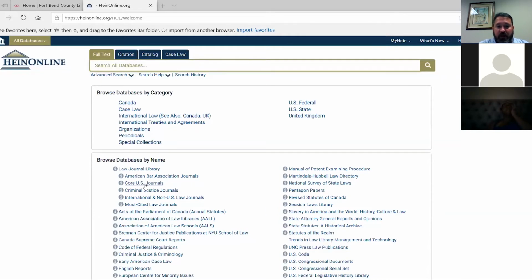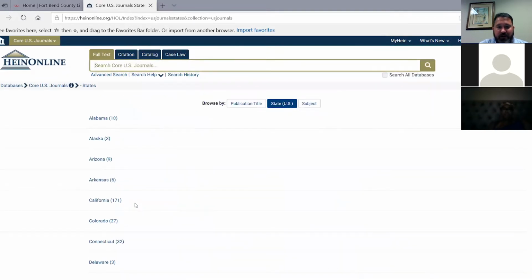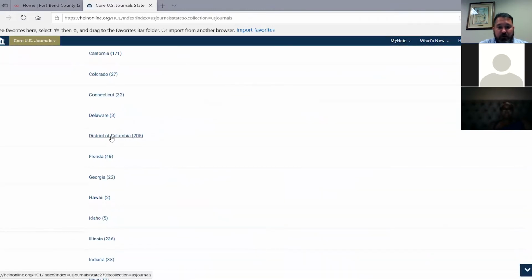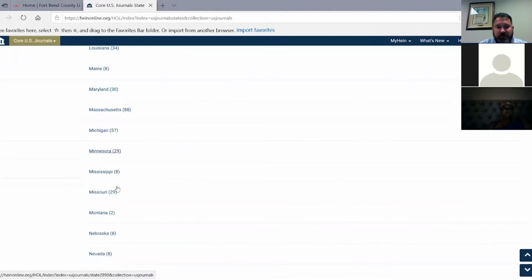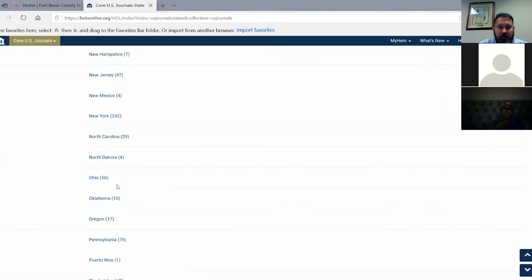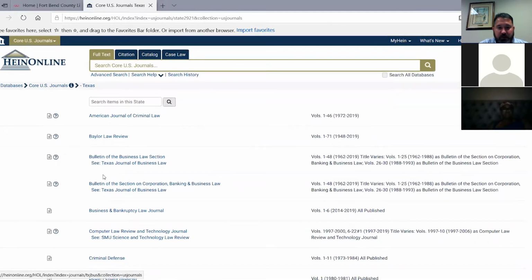So let's take a look at what they have here. We go into Browse Databases by Name, and let's look at Core U.S. Journals. What that means is the essential law review journals that are in the United States. So we're going to look state by state. I hit state, and now it has a roster of all the states in the union, including the District of Columbia. Since we're here in Texas, that probably has the most relevance to what anybody here would be using. So let's go to Texas. And then they're listed in alphabetical order, I believe.